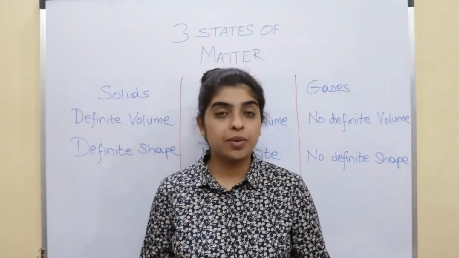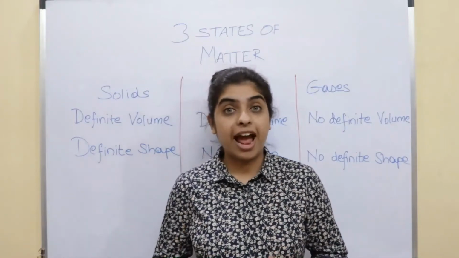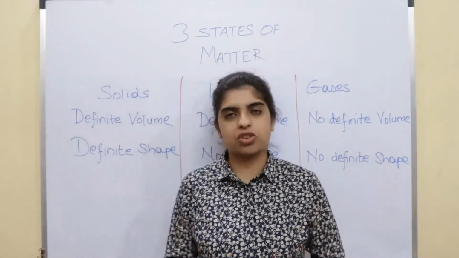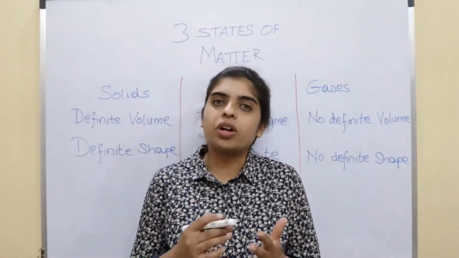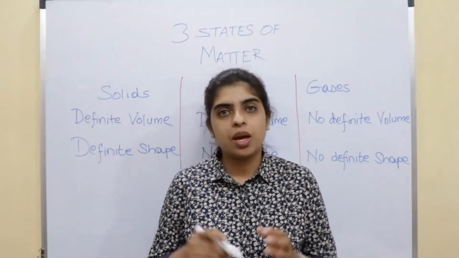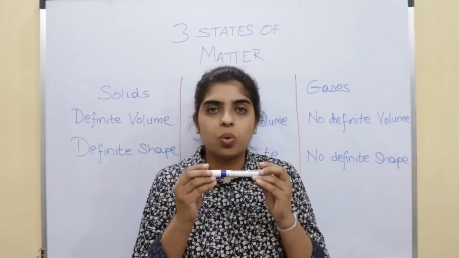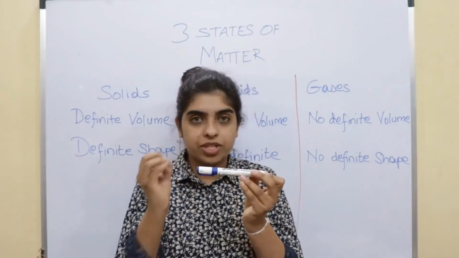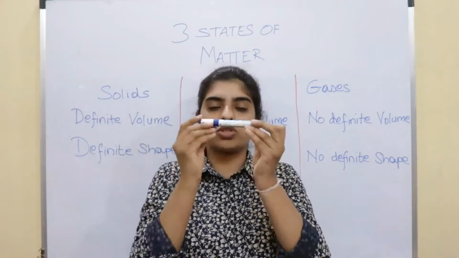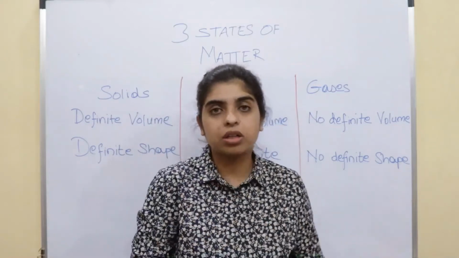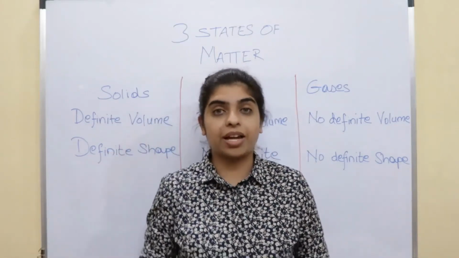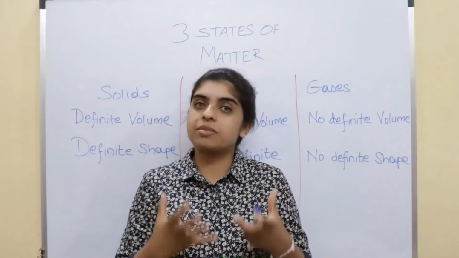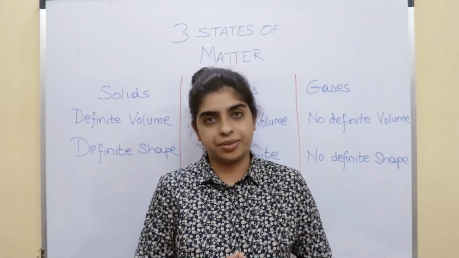Students, today we will be talking about matter and its three states. Before we go to these three states of matter, let us understand what is matter first. Anything in this world is made of matter. It's made of something and that something is matter. So this pen, water, your school bag, your books, air around you, everything is made up of matter.